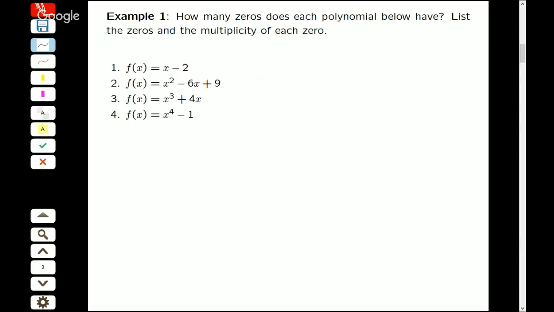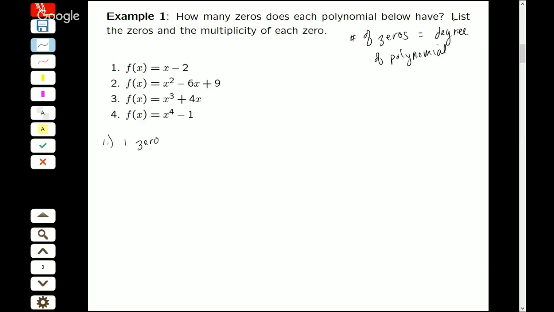So let's look at each of these right here. How many zeros does each polynomial have? The number of zeros is determined by the degree of the polynomial. Remember, we studied that last time. The maximum number of zeros is going to be determined by the degree of the polynomial. So how many zeros does the first one have? 1.